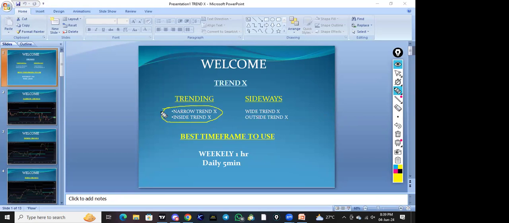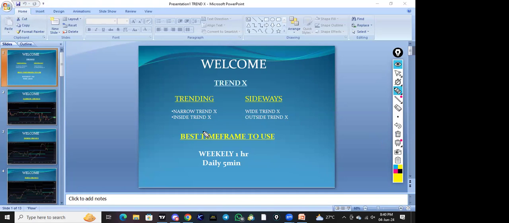long or short, according to the weekly. And sideways, obviously, will be a wide Trendex and outside Trendex. And again, the wide is important. If you see a wide Trendex in daily, just avoid trading on that day.